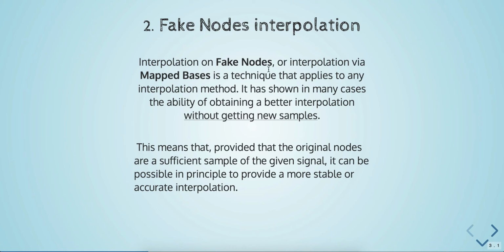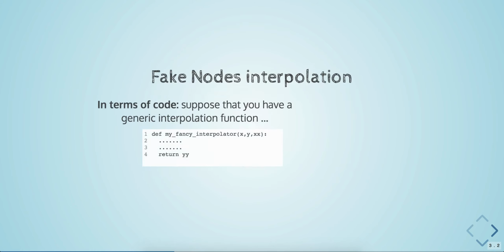Interpolation on fake nodes, or via mapped bases, is a technique that applies to any interpolation method in any possible dimension. It has shown in many cases the ability of obtaining a better interpolation, more precise or more stable, without getting new samples. This means that provided that the original nodes are a sufficient sample of the signal, it can be possible in principle to provide a more stable or accurate interpolation.